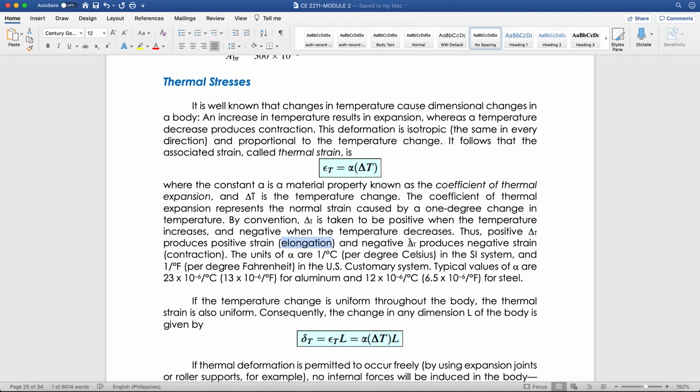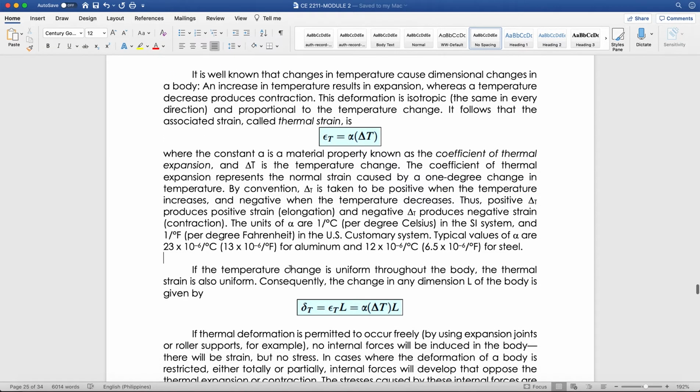If it is negative delta T, our strain happens to be negative, therefore, our material is contracting. There is contraction, nagko-compress. Okay? So the units of alpha are per degree Celsius in the SI system, per degree Fahrenheit in the US system, and typical values are 23 times 10 raised to negative 6 per degree Celsius, or 13 times 10 raised to negative 6 per degree Fahrenheit.